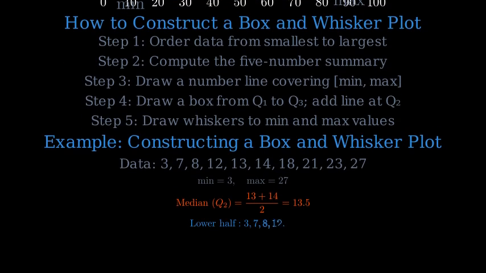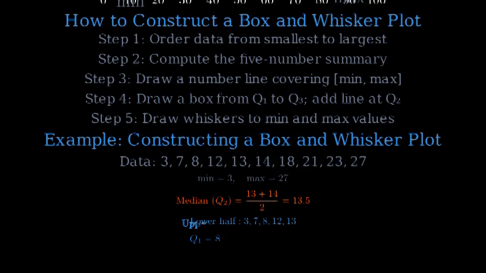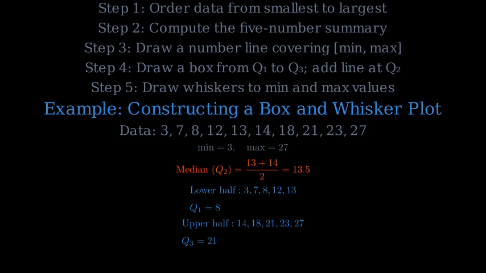For Q1, we compute the median of the lower half of the data, which is 3, 7, 8, 12, 13. This gives us Q1 equal to 8. Similarly, Q3 is the median of the upper half, 14, 18, 21, 23, 27, giving us Q3 equal to 21.